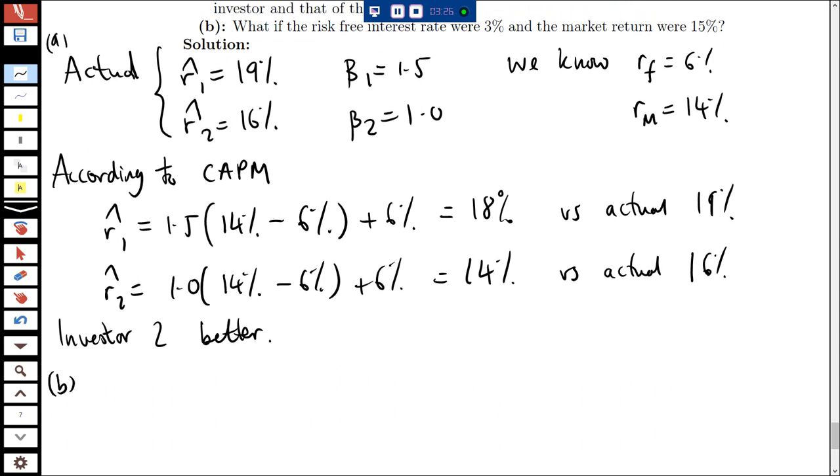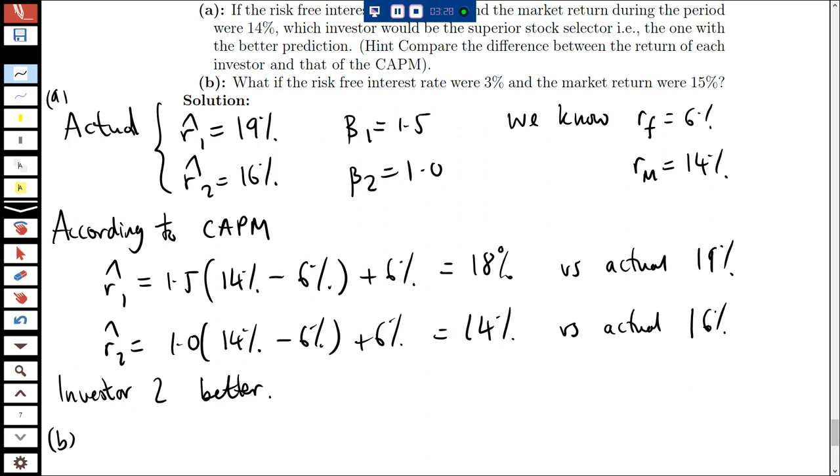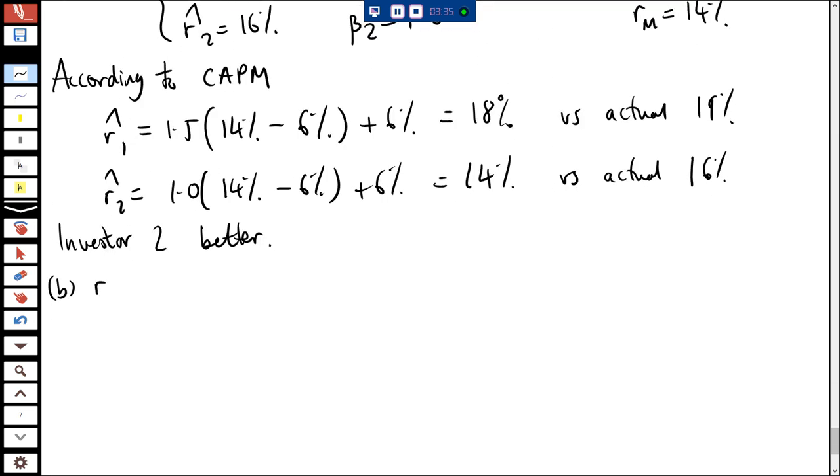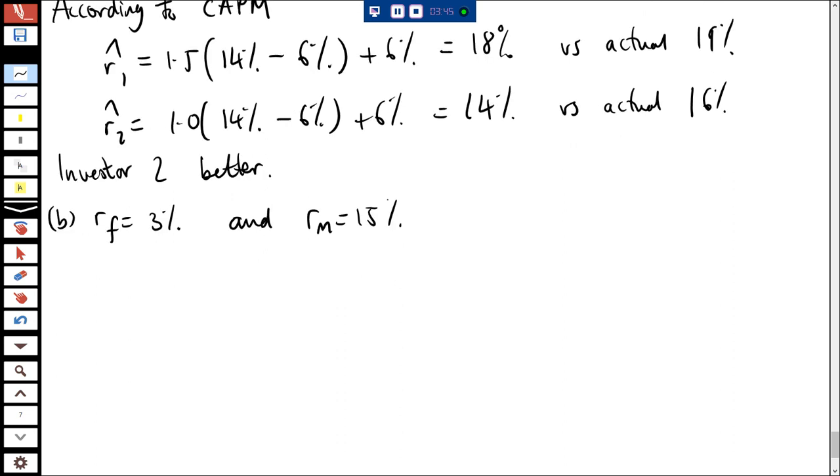Part B, what if the risk-free rate is now 3% and the market rate is 15%? So if we change some numbers around a little and then re-compare, what do we find? Well, the first investor should have got, according to CAPM with these assumptions, 21%.